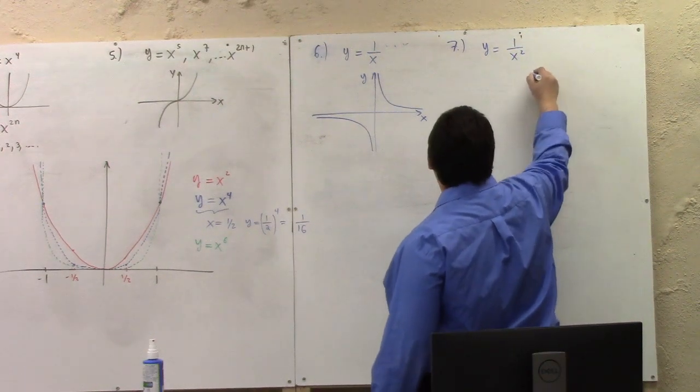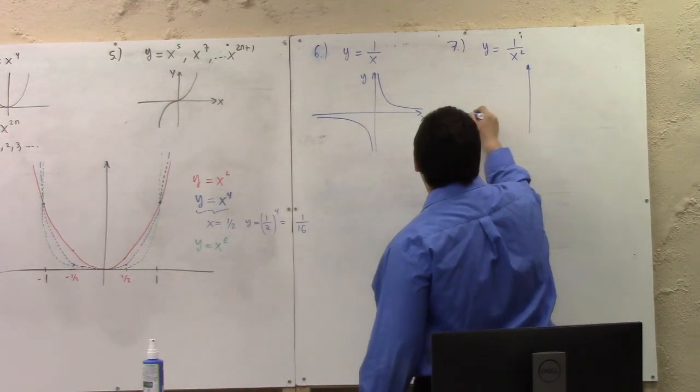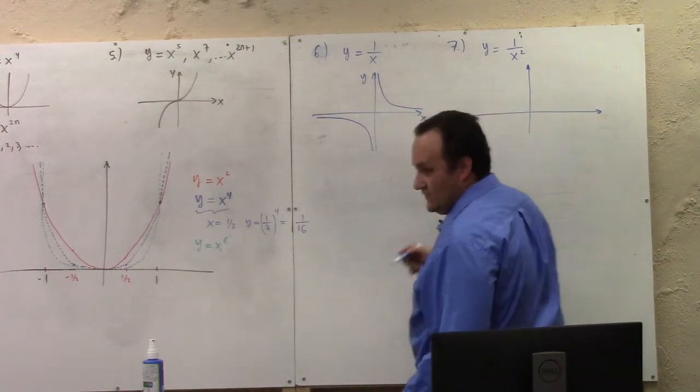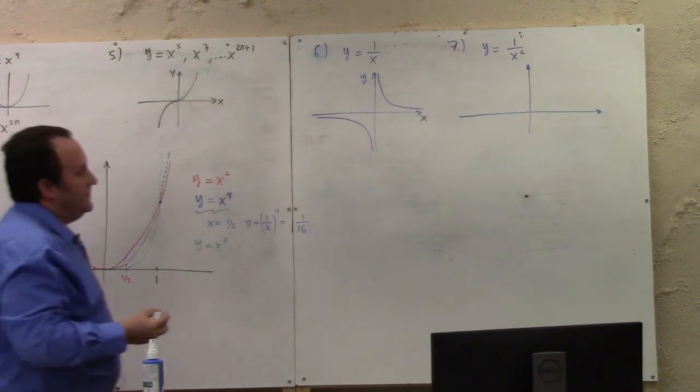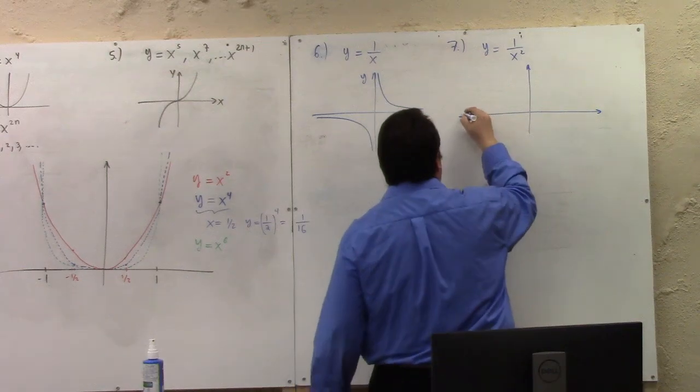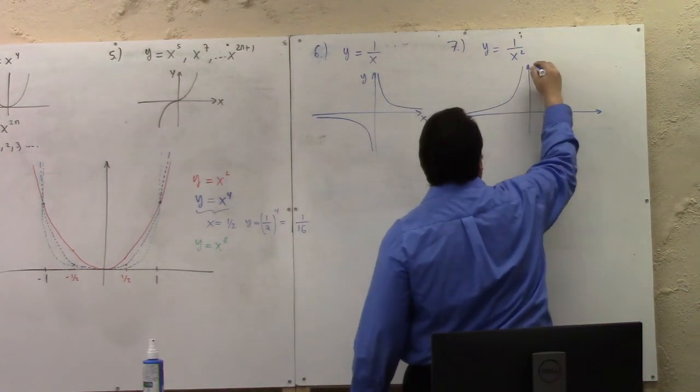So I usually refer to this guy as a volcano function because the graph looks like a volcano essentially, right? So here, like this.